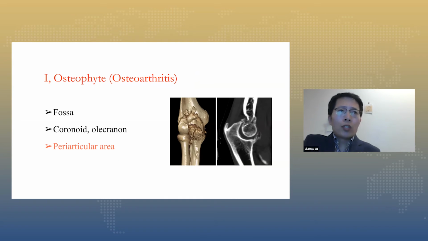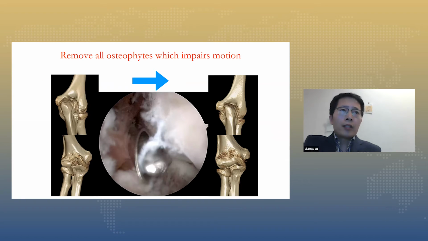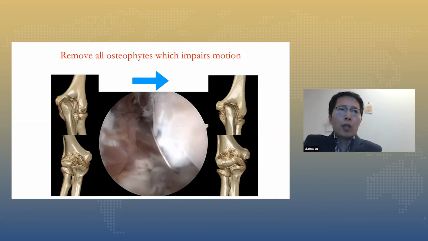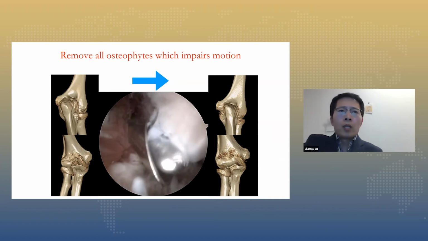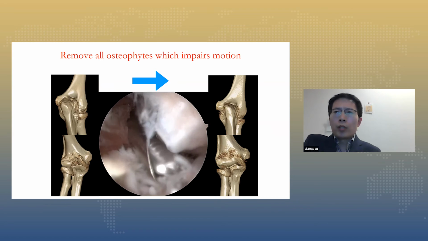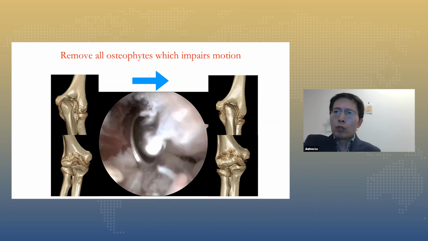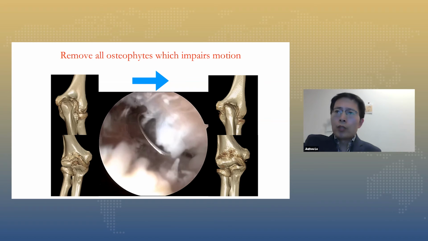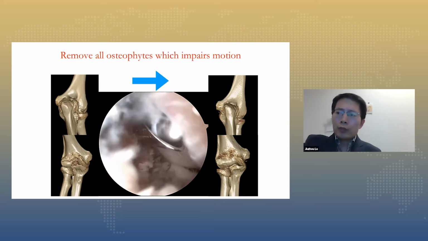Osteophyte is a typical change in osteoarthritis. It can occur in the olecranon fossa or coronoid, and usually the whole periarticular area. The ideal treatment is to remove all the osteophytes which impair motion, which can be done arthroscopically. Usually all the impingement can be resolved by using a burr and curette.